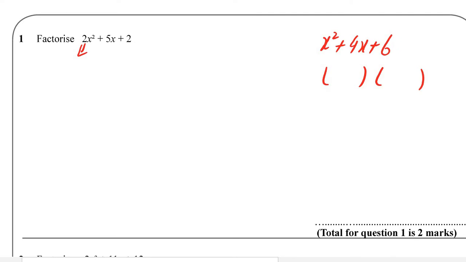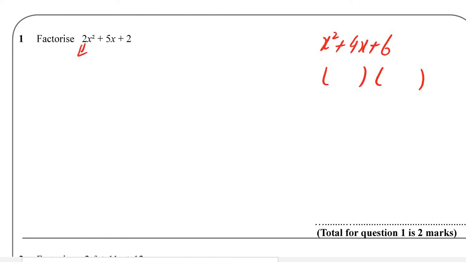We just write it in brackets. But here the coefficient, which is the number with x squared, is 2, so we can't use this method. We can, but it is going to be hard and you can make a mistake as well. So here is how we can do this question. First things first.